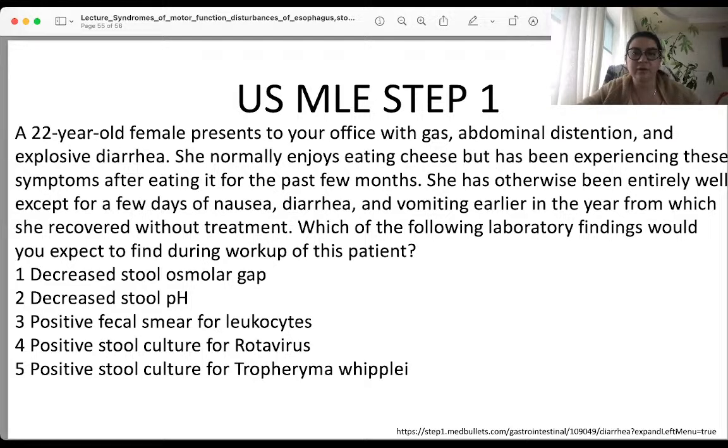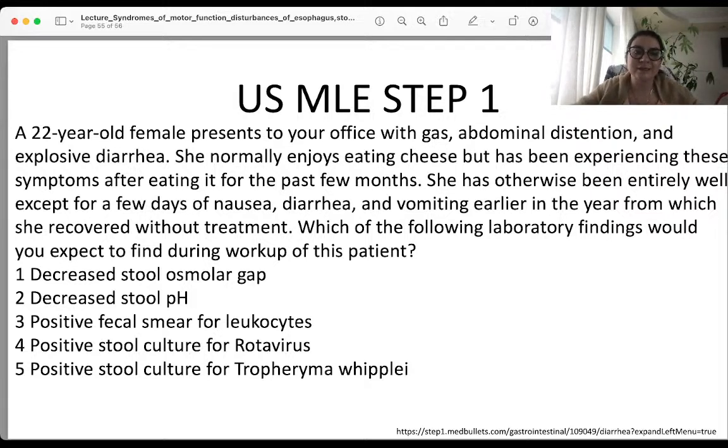She has otherwise been entirely well, except a few days of nausea, diarrhea, and vomiting earlier in the year, from which she recovered without treatment. Which of the following laboratory findings would you expect to find during workup of this patient?